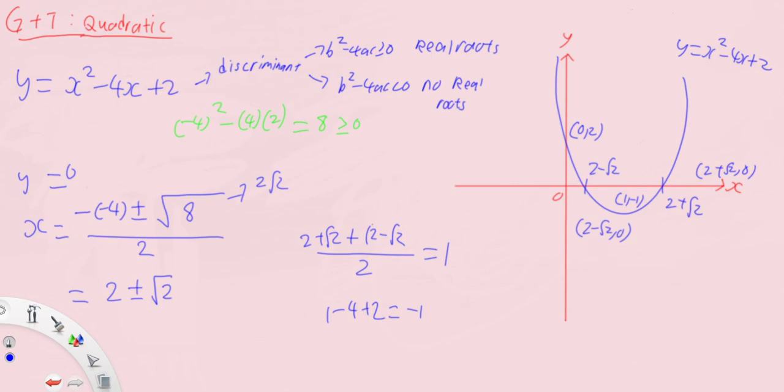Alright, so that is the quadratic formula. In the next video, we're looking at what happens if we can't use factorization and there are no real roots. What happens then? Stay tuned.